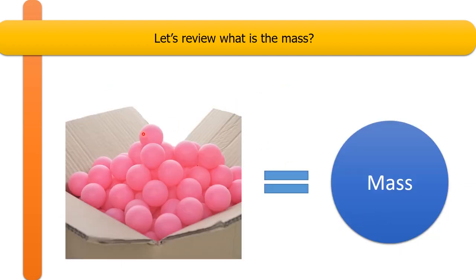The summation of all balls, the summation of all matter is the mass. So the mass is the amount of matter. We suppose that one ball is one matter. So the summation of these balls is the mass. So the mass is the amount of matter that the object contains. Here, the mass is the amount of balls, which are matter, contained in this box.